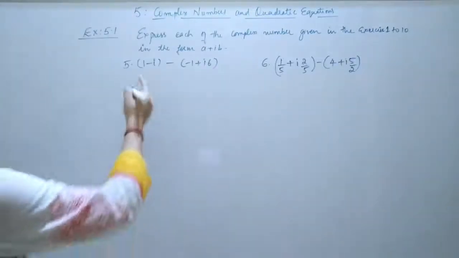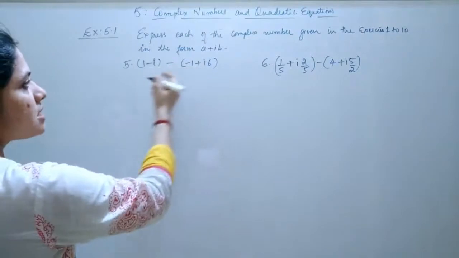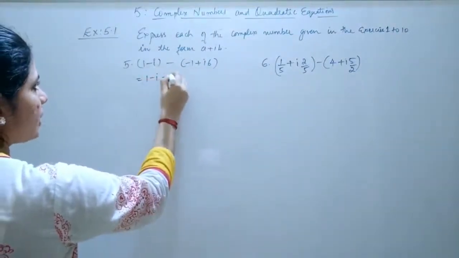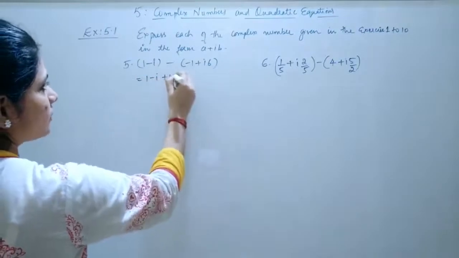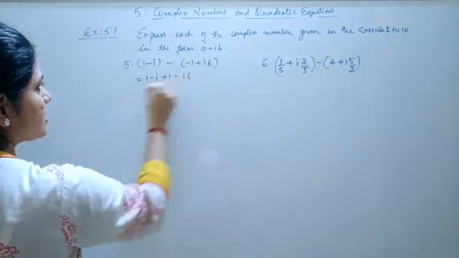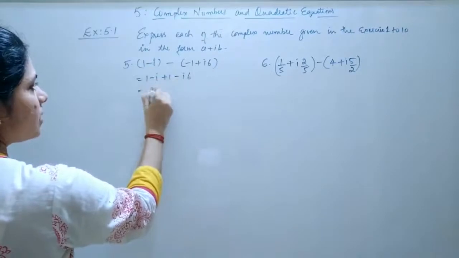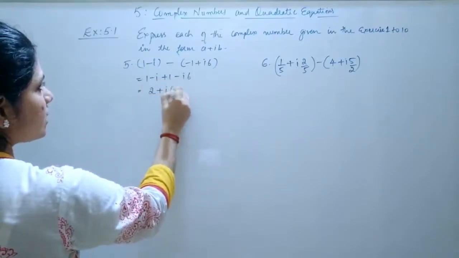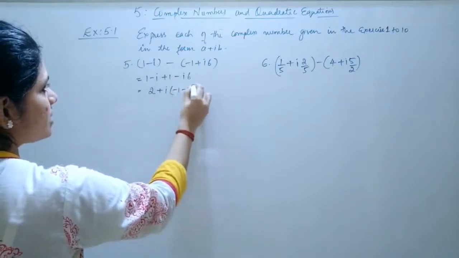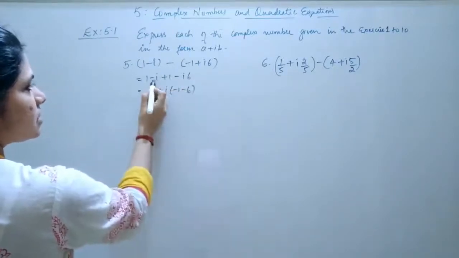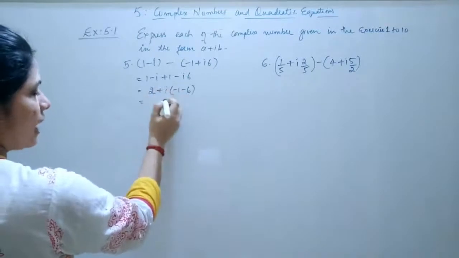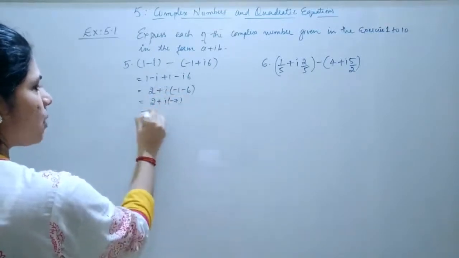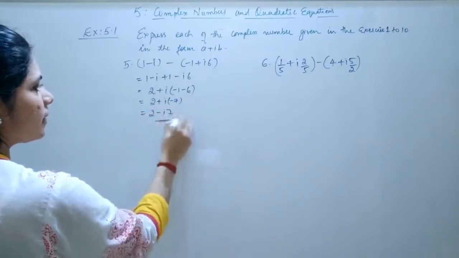Question number 5 is 1 minus i minus of minus 1 plus i6. We just remove the bracket. 1 minus i, minus of minus 1 will become positive, then minus i6. Now collect the real parts together, it is 2, and the imaginary parts together will give you plus i into minus 1 minus 6. This is minus 1 left behind after taking i in common, so that it will become 2 plus i into minus 7, or 2 minus i7.